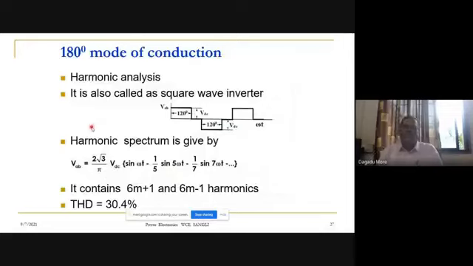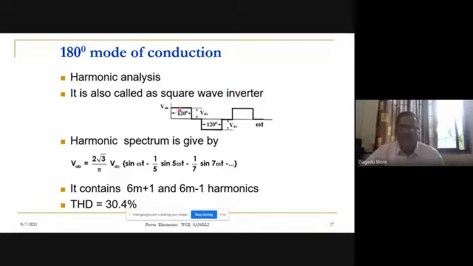Now we have to compare this with the 180 degrees mode of conduction. So we make a comparison of space vector PWM with 180 degrees mode of conduction. And for that, this is the waveform you know. This is the line voltage waveform of 180 degrees mode of conduction, or the line voltage waveform of a square wave inverter or the 6-step inverter. Three names: square wave inverter, 180 degrees mode of conduction, and 6-step inverter. All are one and the same.